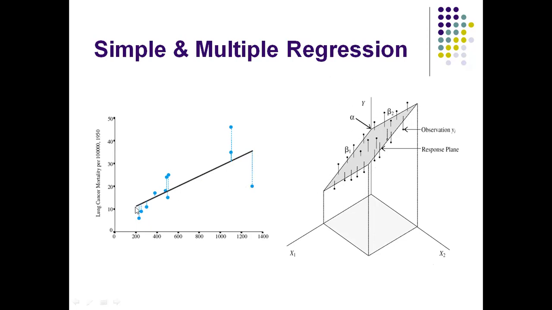And see, if you extend this line, this is the intercept. In this case, the plane will intersect the y-axis at the point alpha, that is the intercept. At the same time, it will make some angle with the x1 axis and the x2 axis. These angles are nothing but beta 1 and beta 2. And this is basically known as the response plane. Now this is a straight line, this is a plane, and these are the points. If you draw the projections from these points onto the line, this length is basically the error.